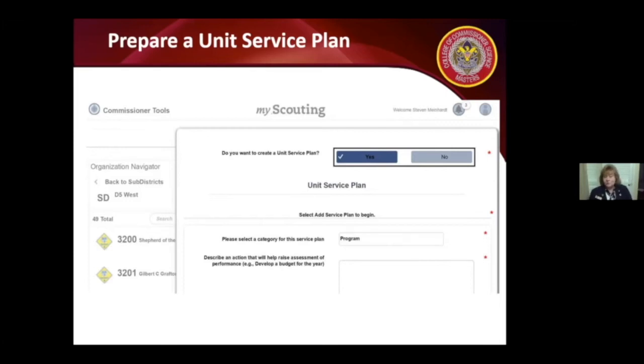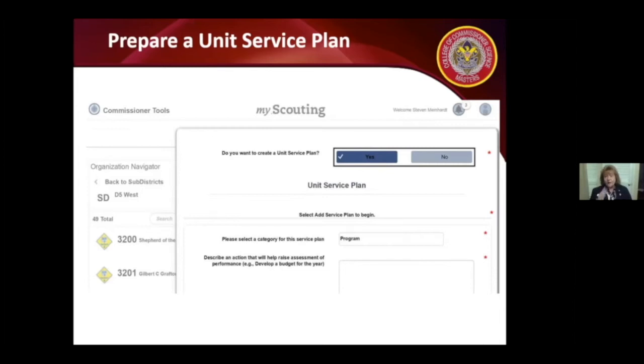Okay, so you will find the outline on where to fill it out in your My.Scouting. You're going to go to Commissioner Tools. You will go to the detailed assessment and scroll all the way down, and then you'll see Unit Service Plan.